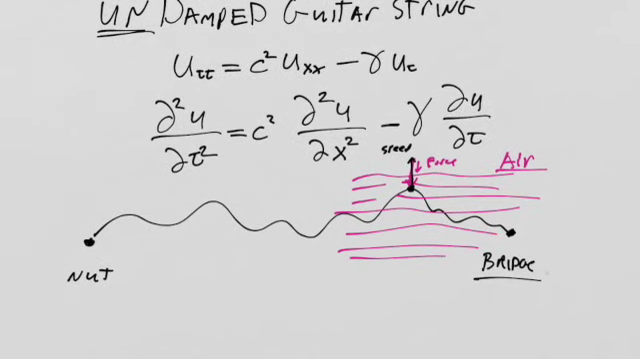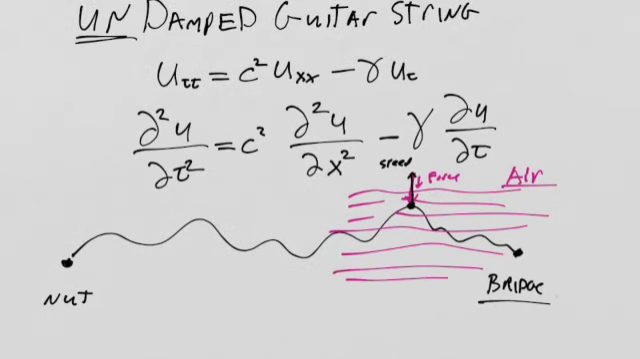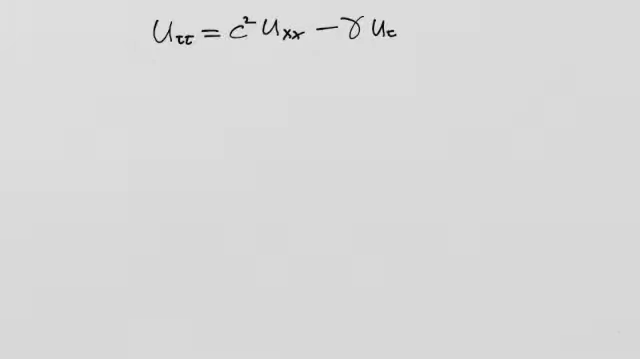So by adding that term, we've now really changed the nature of the partial differential equation. We have to solve it all over again, and that's what we're going to do. So let's begin. To begin the solution of the damped wave equation, we use the exact same process that we used for the undamped equation, which is the separation of variables.